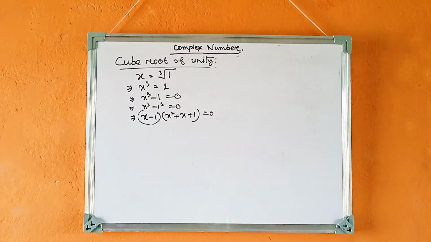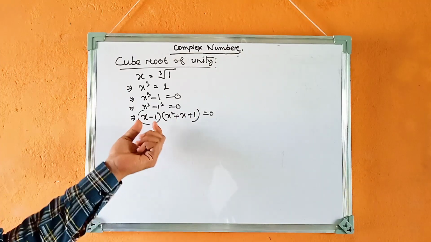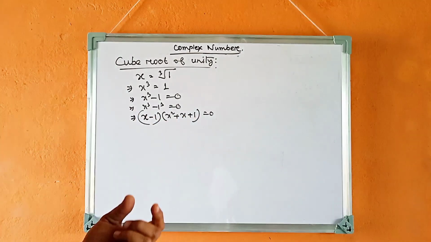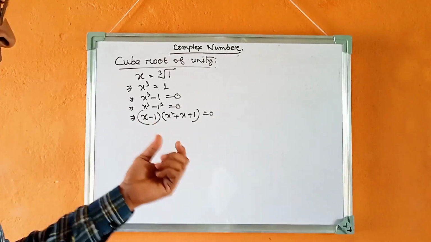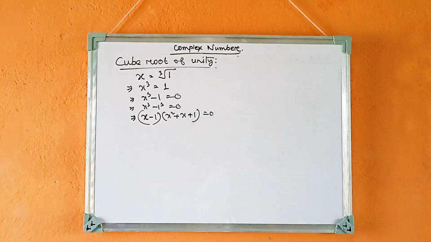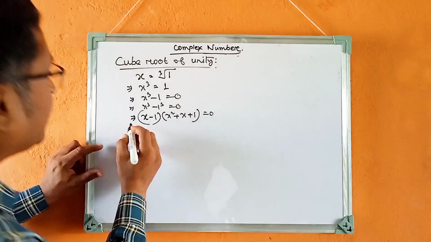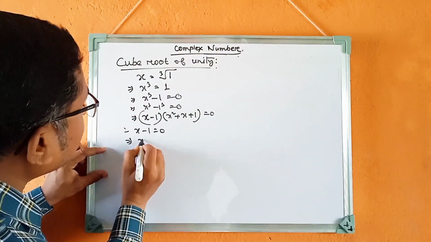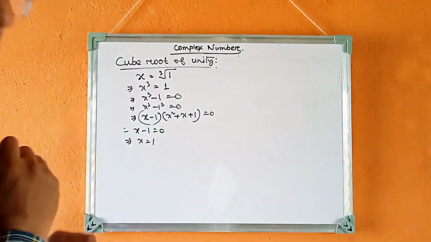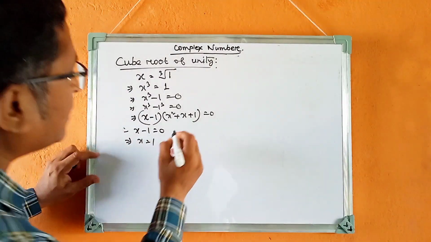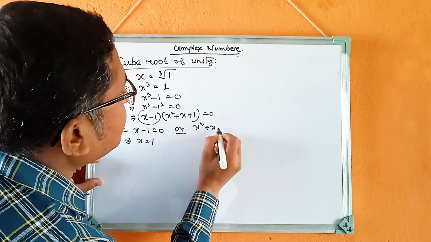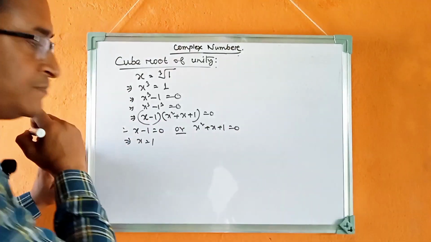Clear? Now here we get two terms. One term is x minus 1, another term is x square plus x plus 1. The product of the two terms is 0, so one of them must be 0. Therefore x minus 1 equal to 0, or x equal to 1. So one root we get, that is x equal to 1. Now for another root, x square plus x plus 1 equal to 0.